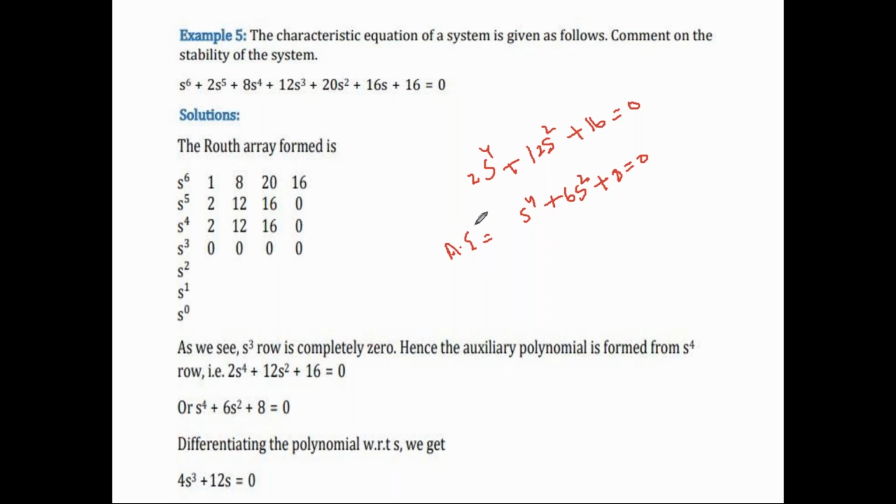So I need to arrange that auxiliary equation. What we have to do? So differentiation with respect to s, dA by ds. You will get 4s cubed plus 12s equals to 0. So you can write s cubed plus 3s equals to 0.